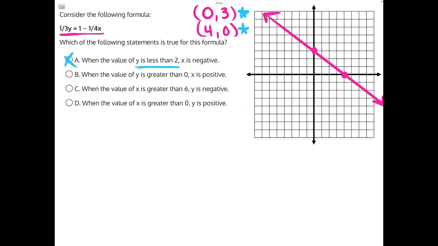Answer choice B says when the value of y is greater than 0, so here's y equals 0, and everything greater than would be above it, x is positive. This is partially true because some of these x values are positive, some of them are on the right-hand side of the y-axis. However, once we cross our y-intercept, all of these x values going into infinity are going to be negative. So that makes answer choice B incorrect.